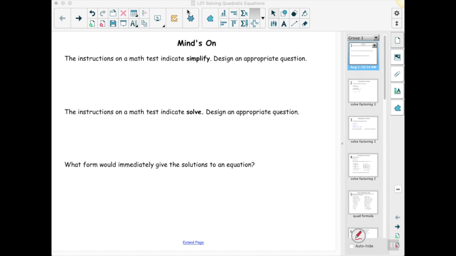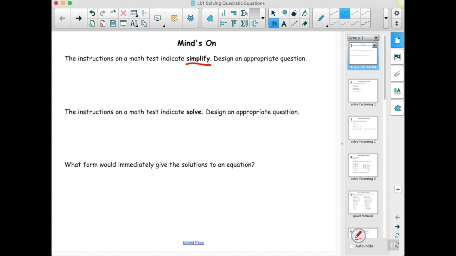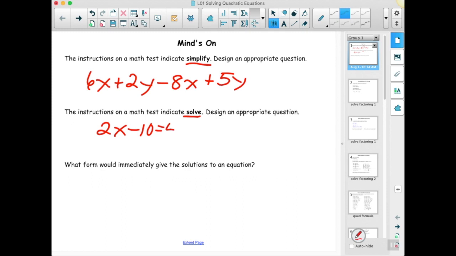If it says simplify, it would not be an equation. So for example, maybe 6x plus 2y minus 8x plus 5y. That's something that could be simplified. If it means solve, we're implying it's some kind of equation. So 2x minus 10 equals 5, or maybe it's a quadratic: x squared minus 2x plus 4 equals 12.